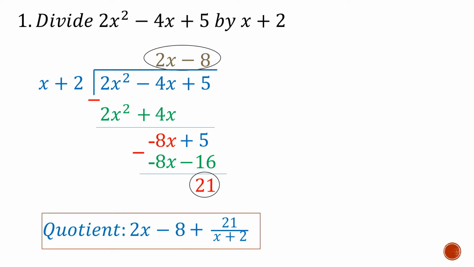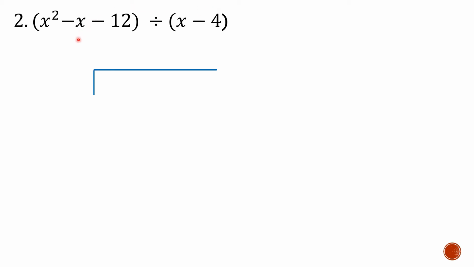Another example, let's divide x squared minus x minus 12 by x minus 4. The exponents of x are arranged from highest to lowest already for the dividend as well as for the divisor. So let's put them in their proper spots. Next, perform the long division. x squared divided by x is just x. And then multiply. x times x is x squared. And x times negative 4 is negative 4x.